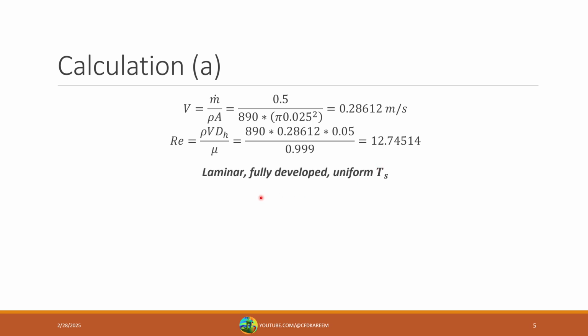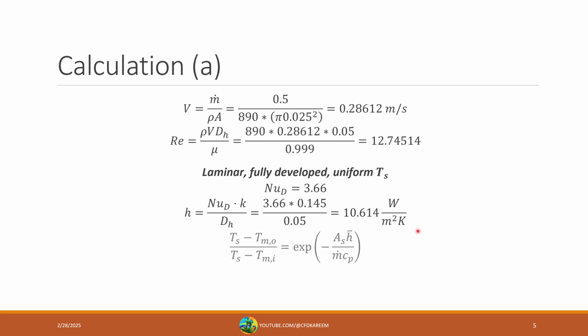And since our flow is laminar, we can use this empirical correlation for a laminar, fully developed pipe flow with a uniform surface temperature, and the Nusselt number is actually going to be fixed at about 3.66. We can then take that Nusselt number to calculate the average heat transfer coefficient across the pipe by taking the Nusselt number times the thermal conductivity of the fluid divided by the hydraulic diameter of the pipe. And that's going to give us a heat transfer coefficient of approximately 10.614 watts per meter squared Kelvin.